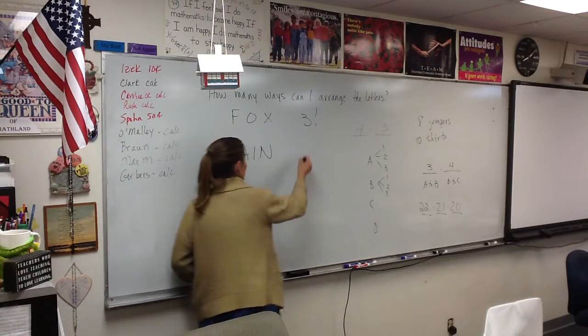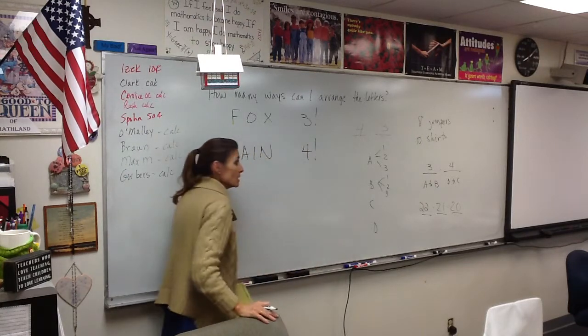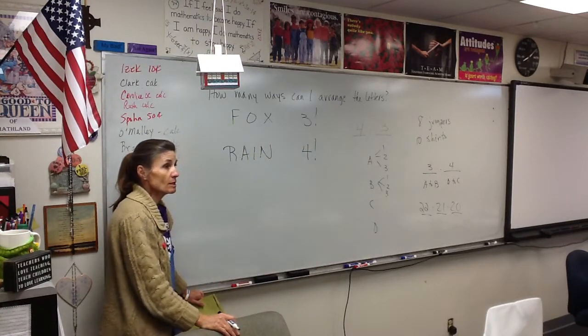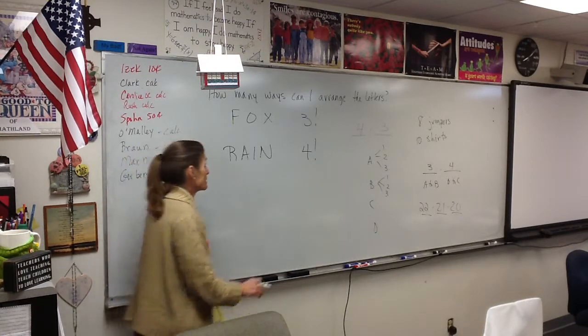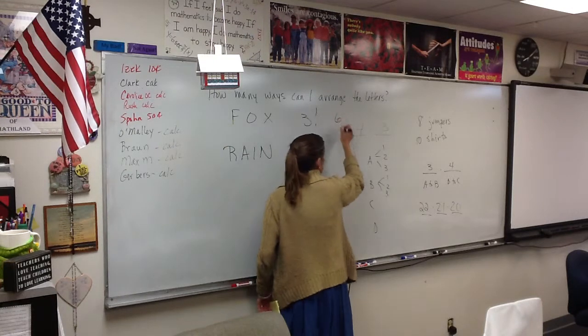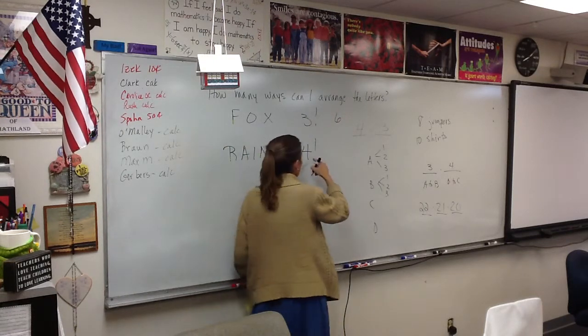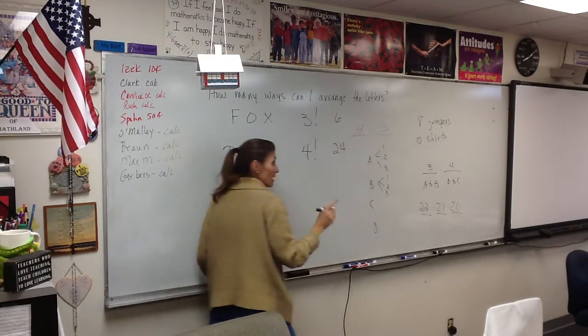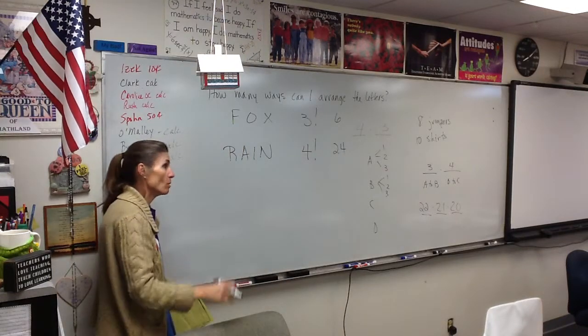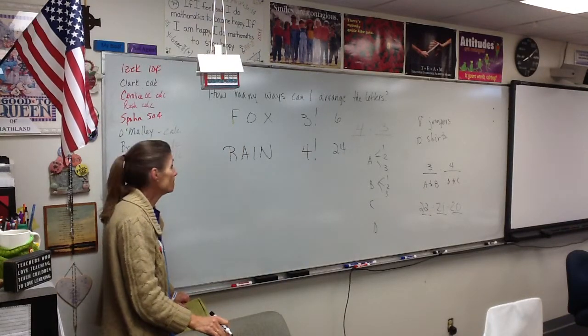4 factorial. On test day, I will expect you to give me numerical answers. I don't want to waste time in class typing these in, but the actual answer here would be 6. 4 factorial is 24. The calculator will tell you that, or you can just multiply 4 times 3 times 2 times 1.